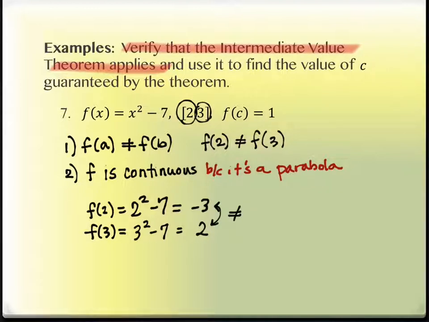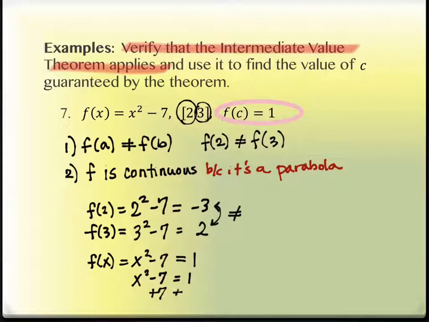The next thing it says is to show that we actually can find this c value. So we're going to take our f(x) function, which is x squared minus 7, and we're supposed to be able to get that to equal 1. So we set it equal to 1, and I need to solve x squared minus 7 equals 1. So what could I do for that? There's more than one way to do the problem, but what would you try to do next? I'd move the 7 over as well. So I have x squared equals 8. Then what? Yep, square root.